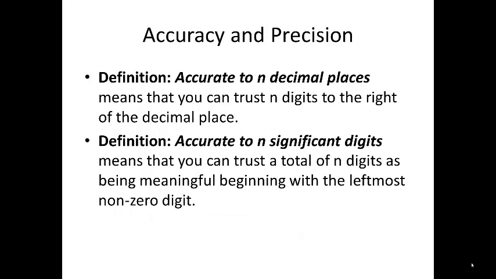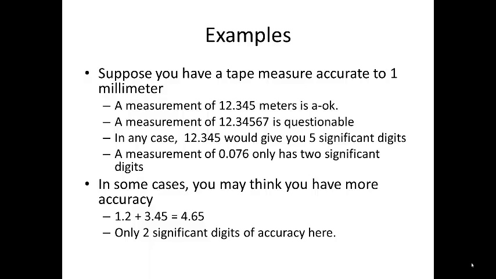Accuracy and precision. Accurate to n decimal places means that you can trust n digits to the right of the decimal place. And accuracy to n significant digits means that you can trust a total of n digits, both right and left of the decimal place, as being meaningful, beginning with the leftmost non-zero digit. Be careful, these are two different definitions. The second corresponds to all the digits, while the first corresponds to the digits to the right of the decimal. Let's move on and take a look at some examples.